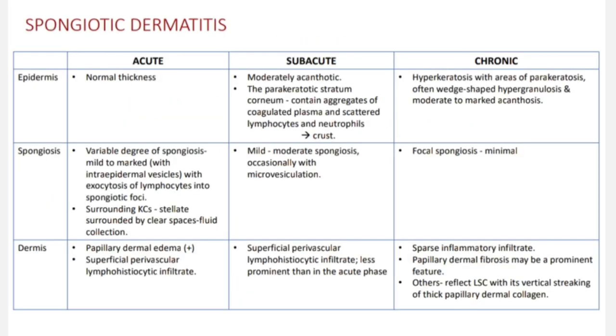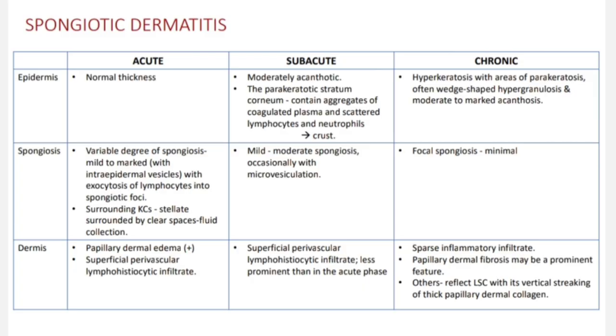Lastly, spongiotic dermatitis. The acute and subacute variant types of spongiotic dermatitis usually produce vesicles or bullae. Here I have made a comparison of acute, subacute and chronic types of spongiotic dermatitis. In the epidermis, in acute it is of normal thickness, whereas it is moderately acanthotic in subacute, while in chronic it is hyperkeratotic with areas of parakeratosis, wedge-shaped hypergranulosis and moderate to marked acanthosis. In subacute, this parakeratotic stratum corneum contains aggregates of coagulated plasma and scattered lymphocytes and neutrophils, leading to crust formation.